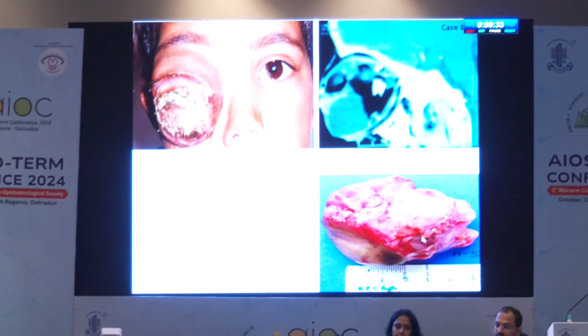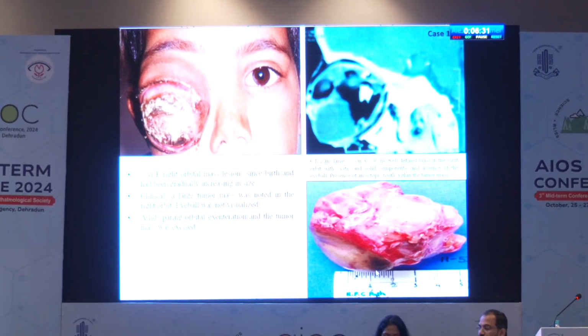So this was a 7-year-old child with a right orbital lesion since birth, which was gradually increasing in size. The CT scan shows a large mass, as you can see, with some cystic and solid areas, and an ectopic tooth within it. No eyeball was seen, and a lid-sparing orbital exenteration was done, and the tumor was excised. And as you can see, this is the fleshy tumor which we got.